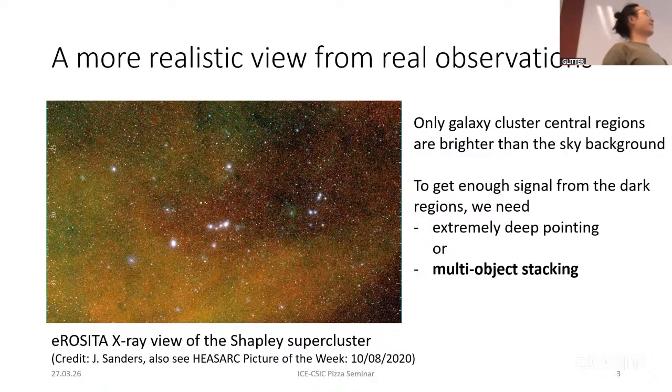But for galaxy clusters, those very massive halos, we only see the X-ray emission from their center. And outside a few hundred kpc, the emission is below the background. So it's really difficult to directly probe the gas in those low density regions individually. Either we need a very deep exposure, or we can do multi-object stacking.